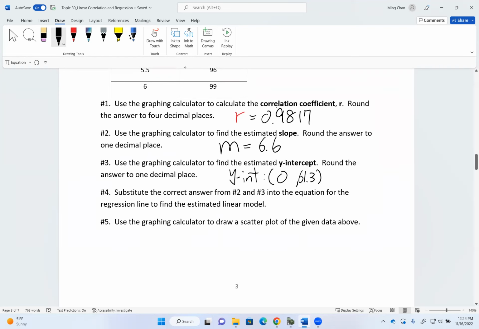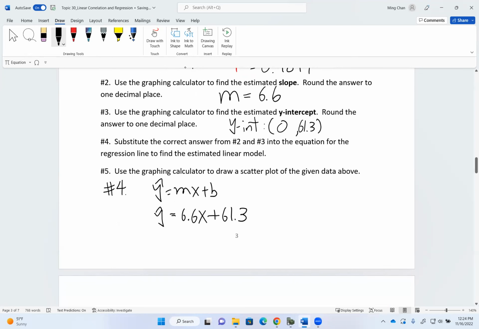All right, substitute the correct answers from number 2 and 3 into the equation for the linear regression to estimate the linear model. So for the linear model, we're going to use y hat equals mx plus b. So your estimated regression line is 6.6x plus your y-intercept 61.3, right? B is the y value of the y-intercept.